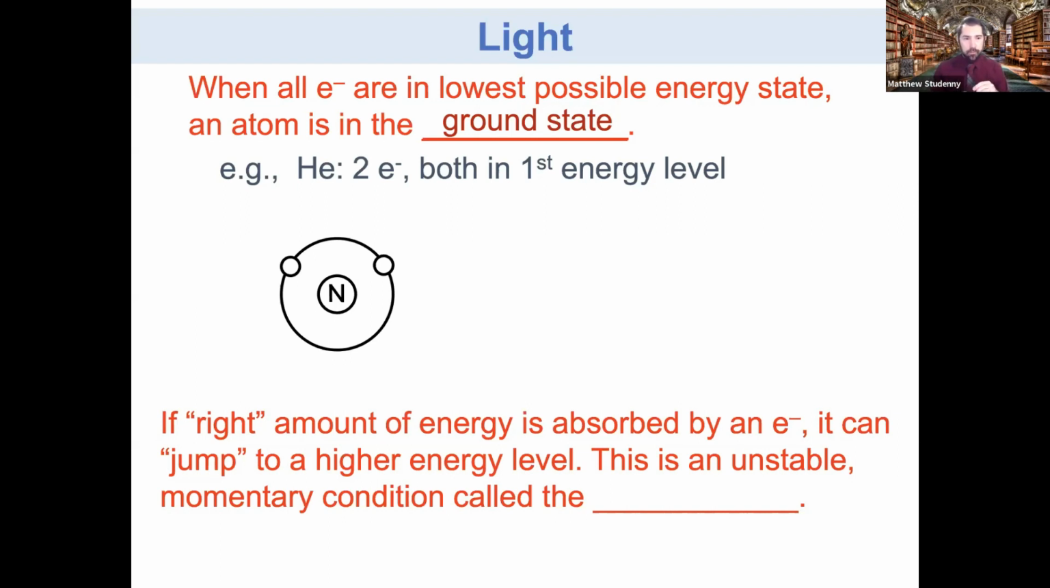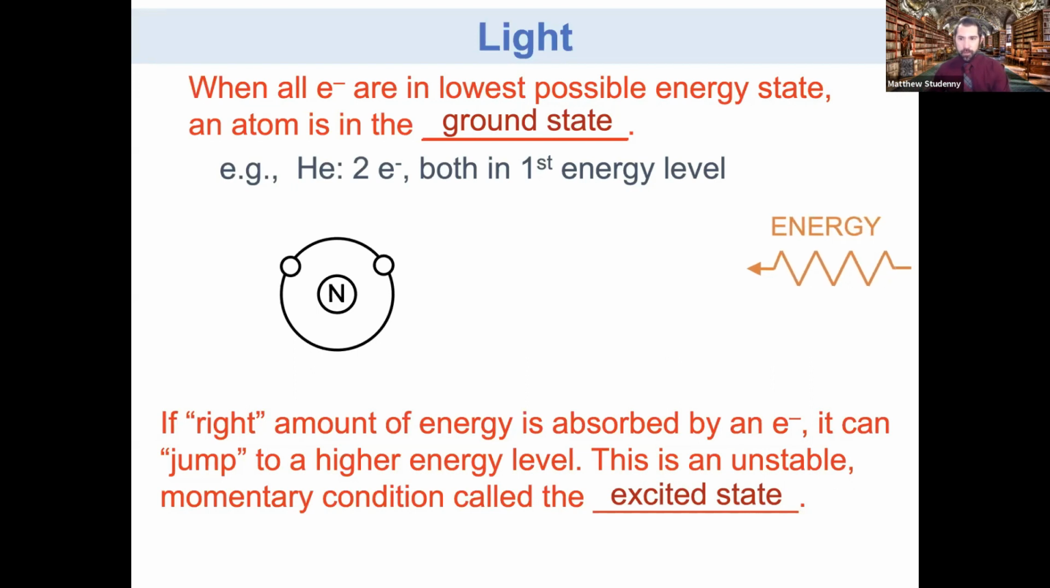Now, that situation, which we call the excited state, is unstable. An atom wants to be stable. It wants all electrons in the ground state. But if we force energy upon one of those electrons, it'll move up if it's the right amount. But as soon as it can, it wants to move back down to ground state.